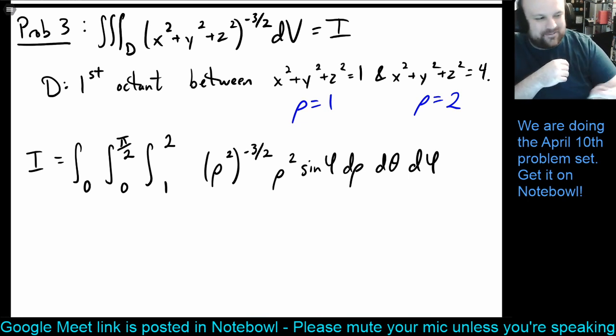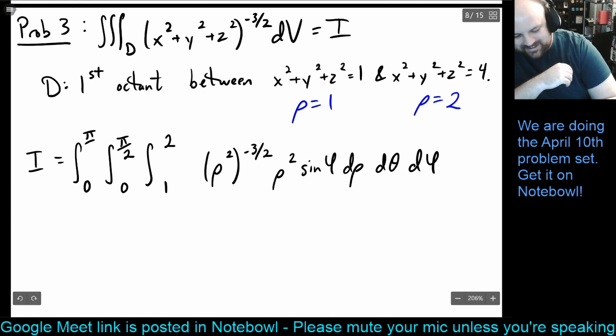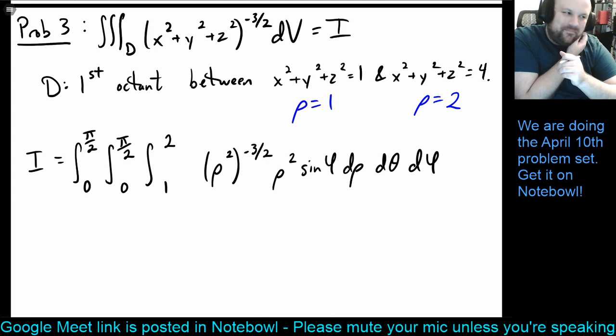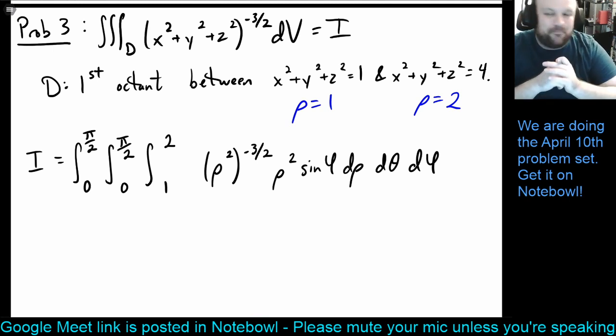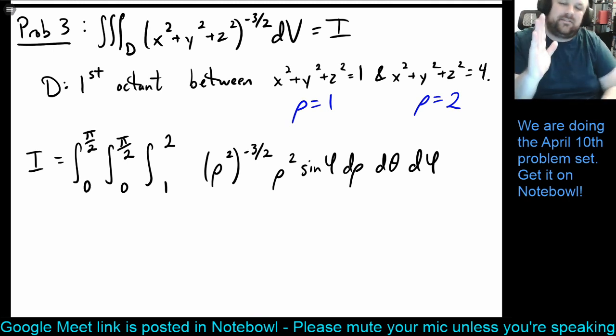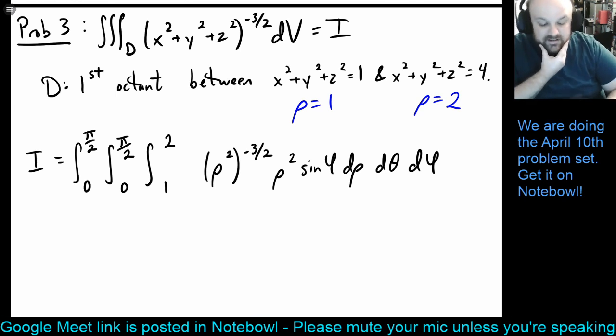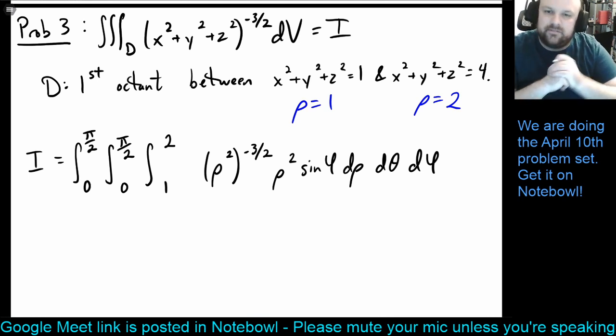I heard myself more than you, but I assume this is what you said. But yeah, so starting at 0, we're up top at pi over 2. We're in the xy plane, so we want the stuff from 0 to pi over 2. And then there we go. There's our integral written in spherical coordinates. Not too bad.